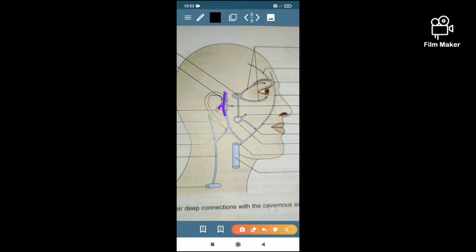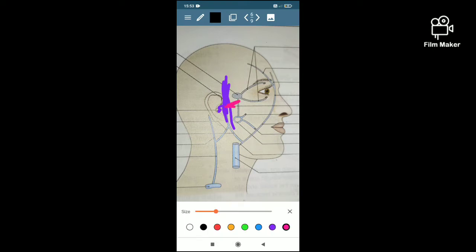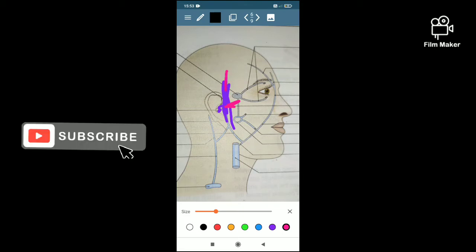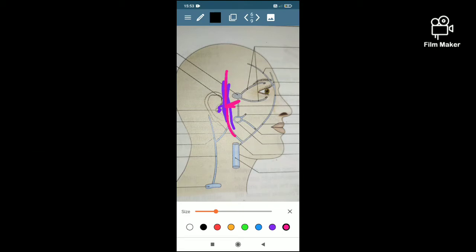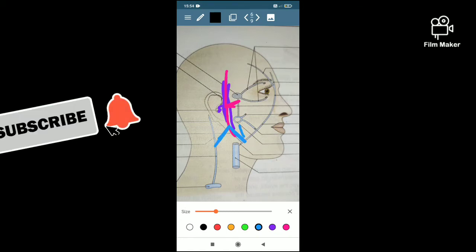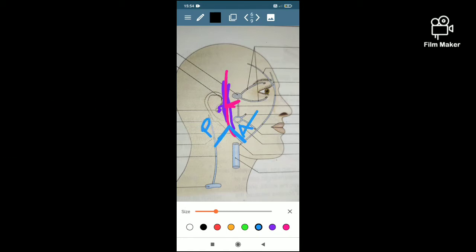This is the tragus, and this is the superficial temporal vein where it descends in front of the tragus and enters the parotid gland, which is present in this region, and joins the maxillary vein. This superficial temporal vein joins with the maxillary vein and forms the retromandibular vein. The vein is again divided into 2 parts like this. This is the anterior division and this is the posterior division. So you can say anterior retromandibular vein and posterior retromandibular vein.